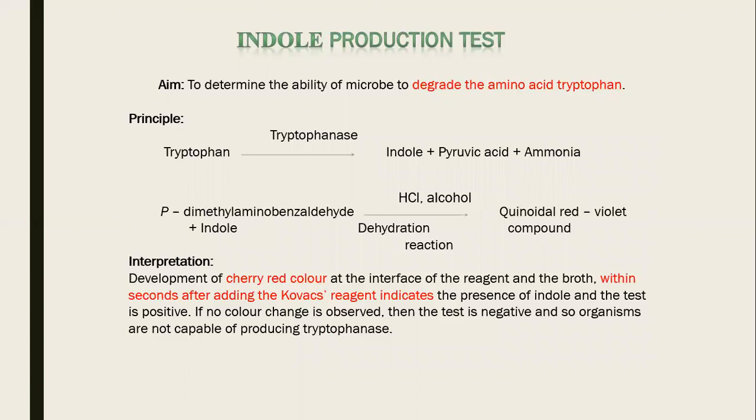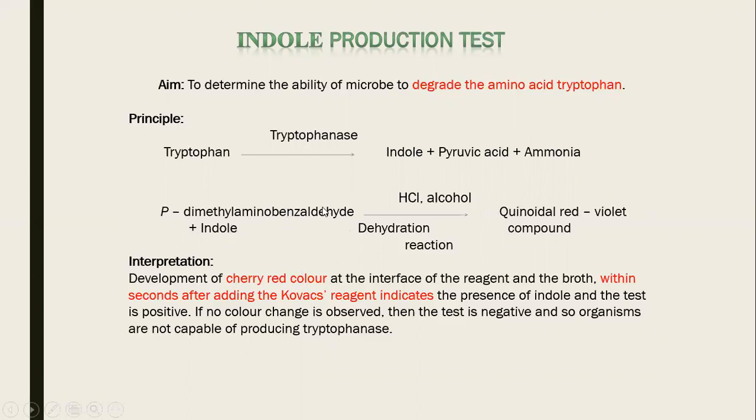Next, the indole production test. The indole production test is to determine the ability of bacteria to degrade the amino acid tryptophan. The bacteria which have the tryptophanase enzyme are able to degrade tryptophan into indole, along with the production of pyruvic acid and ammonia. This indole production is detected by the addition of para-dimethylamino benzaldehyde, which is an ingredient in Kovac's reagent.